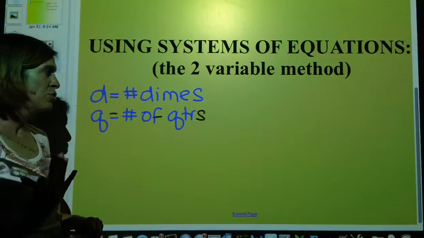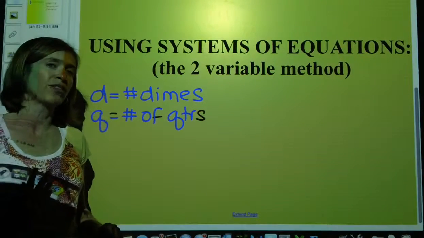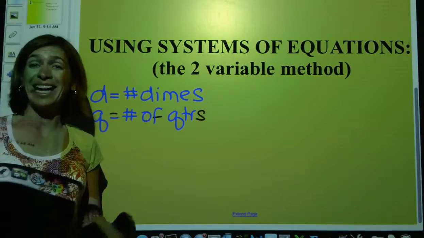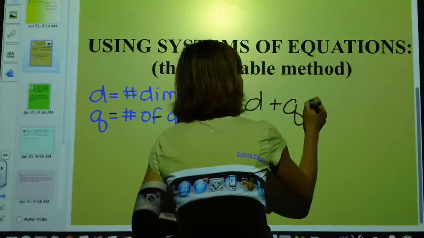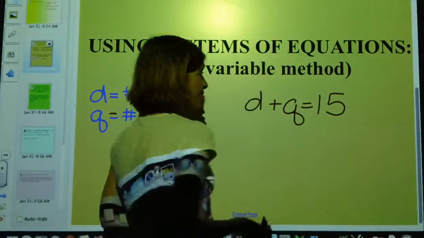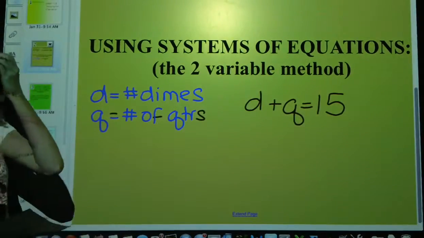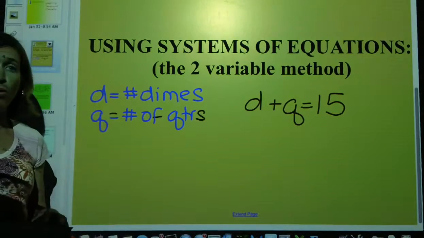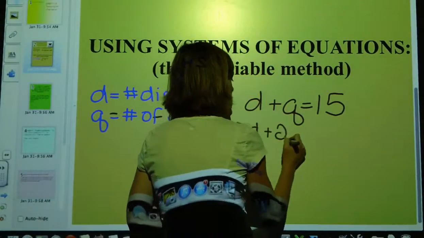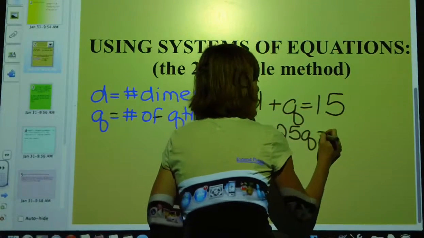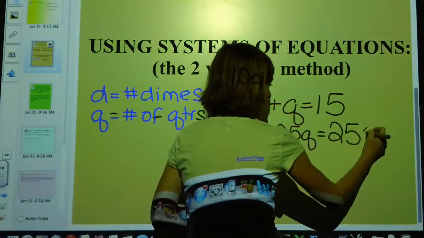So now, how do we do this? Well, first we're going to relate the first question to the amount of coins he has. He has 15. So that means D plus Q equals 15. All right, and we're going to relate the other equation to the value of the coins. So 10D plus 25Q equals 255.